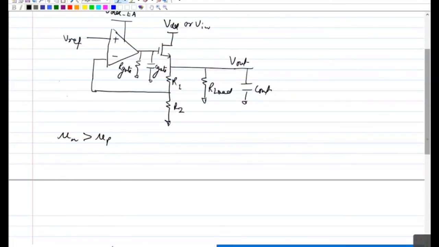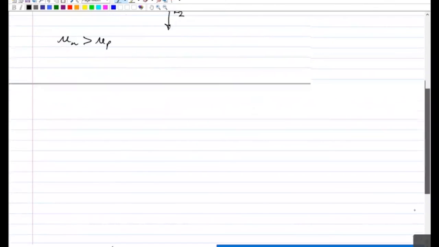Let's say if my input is 1.2 volt, can I regulate the output at 1 volt if I have an NMOS? Can anybody tell? No, sir, because we have to drop some VTH across the NMOS. Yeah, correct. So what would happen? Let me just, so V drop is VDD minus V out, and your V gate should be what?